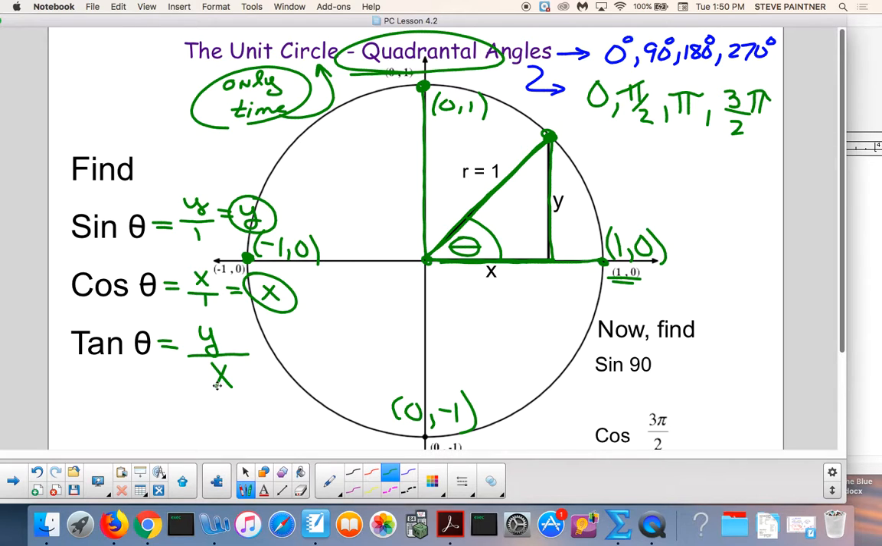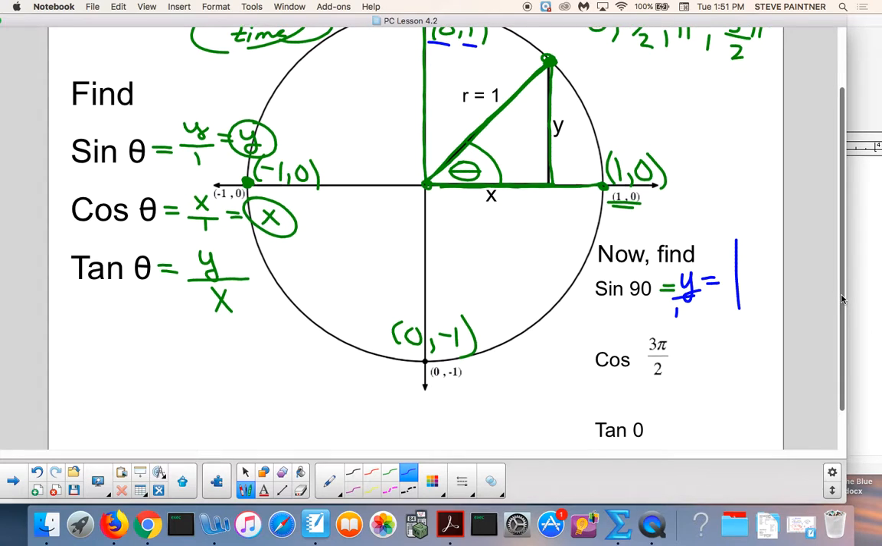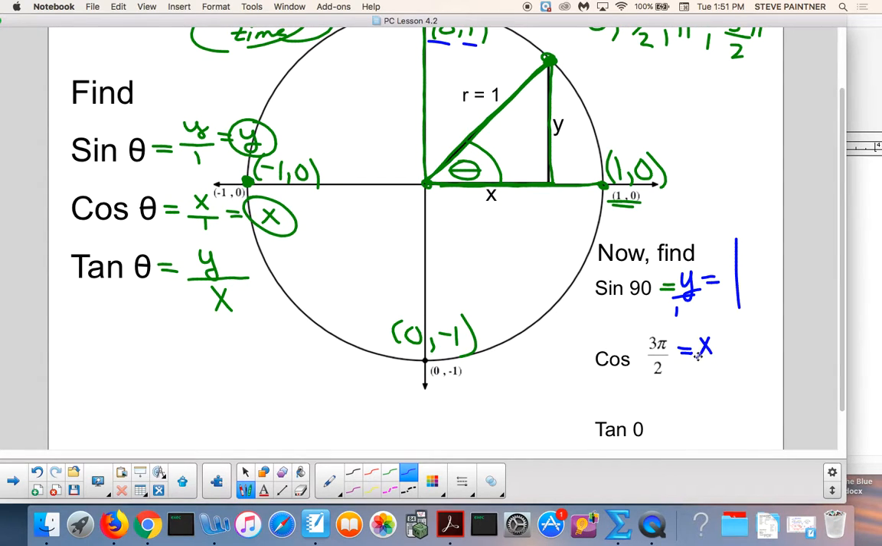Okay, so now here's what I want you to do. Would you now try to find sine of 90? What is sine of 90? You should know sine is just y over what? 1. So it's just y. Look at your 90. Which one's y? This one or this one? Read the second one. Sine of 90 is 1. Cosine of 3 pi over 2. Cosine is really just x over 1. Which one's x? 0. Keep going.